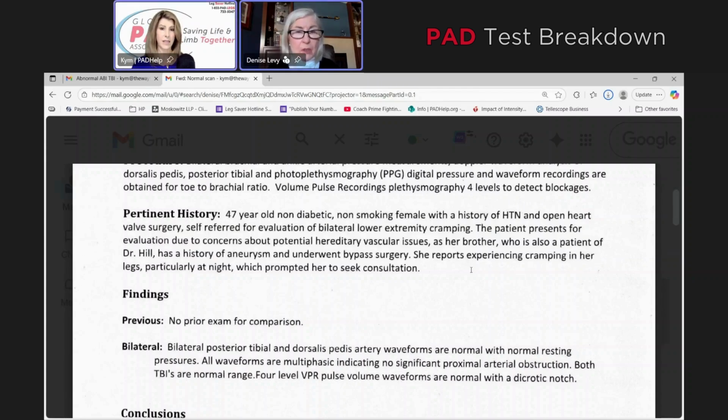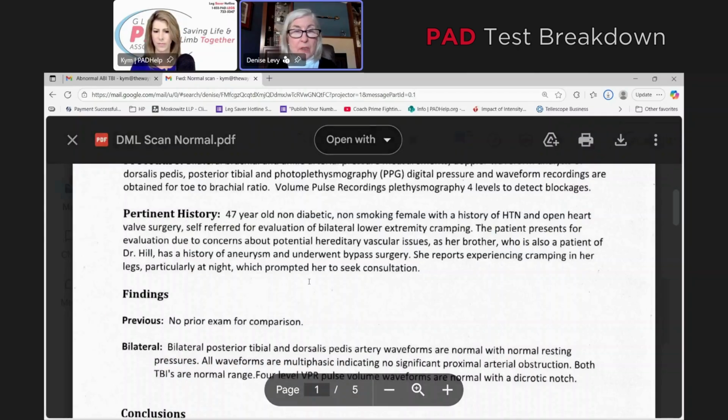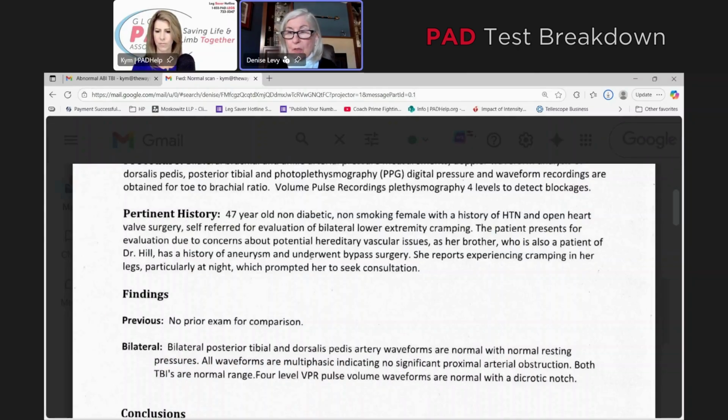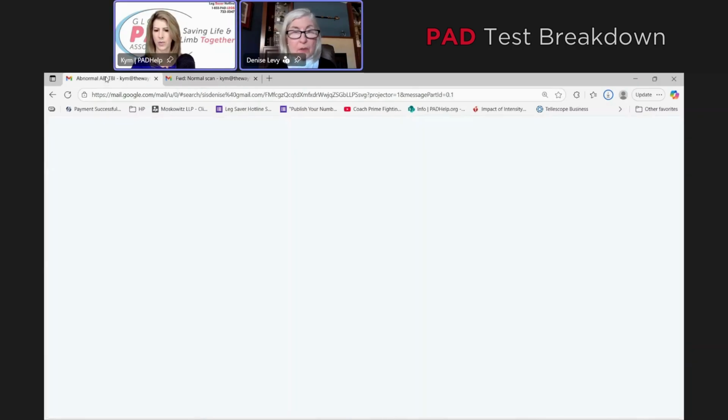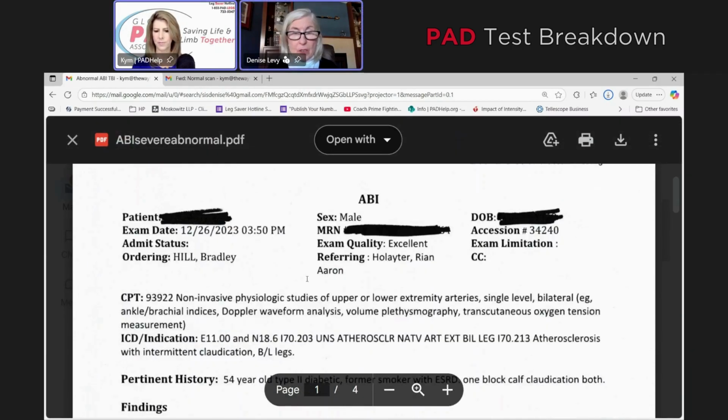Well, I would think that with those, that might indicate there might be something further. I would say that I wouldn't exercise this patient because she wasn't having claudication issues, and her waveforms are so normal that I probably wouldn't consider anything further on this patient. So here is the abnormal one.